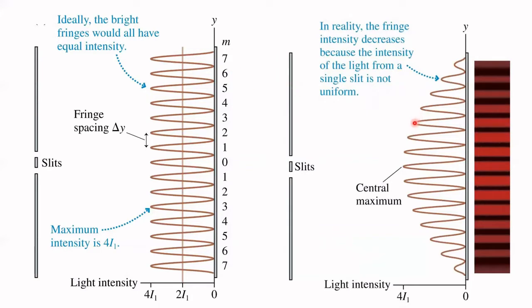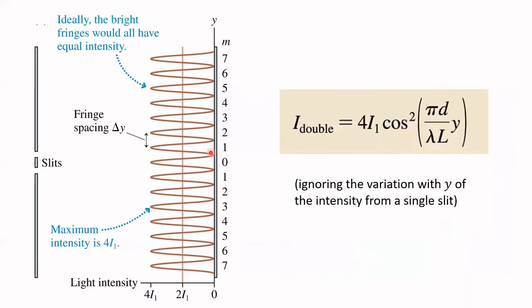So just imagine that we've ignored this decay so that the value of the intensity is the same across the screen. And you can see that the peaks in the curve line up with the bright fringes, and the zeros of the intensity versus y-coordinate curve line up with the dark fringes. This is the function that we're seeking.